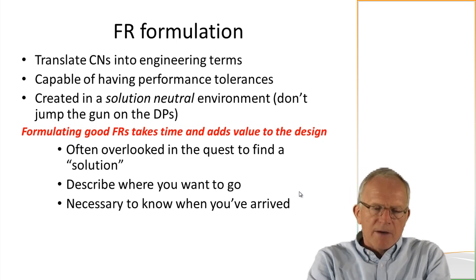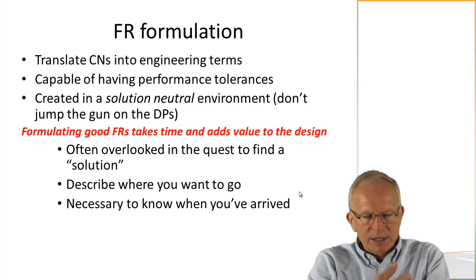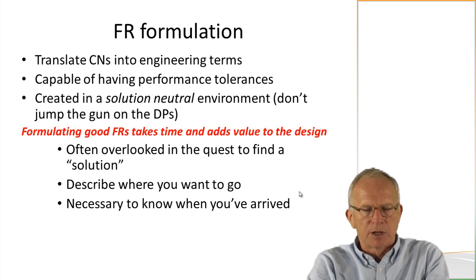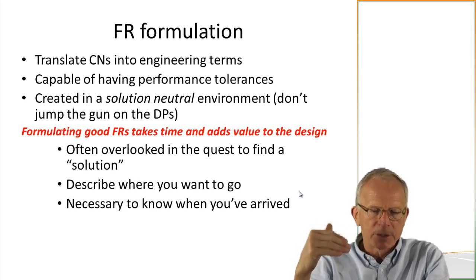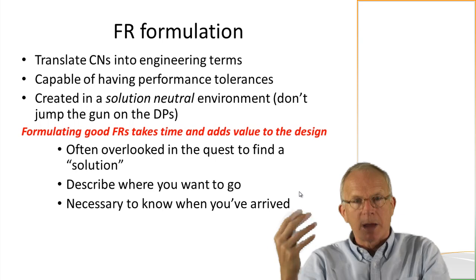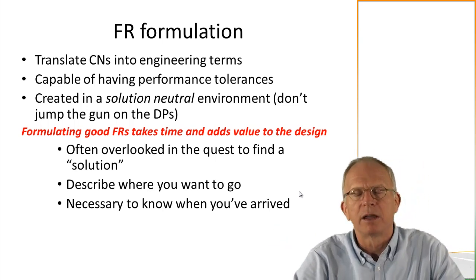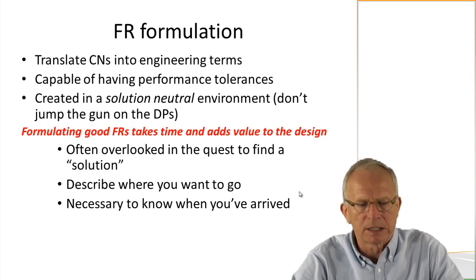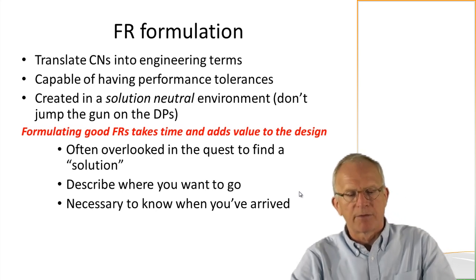So a couple of things on the FR formulation. Getting this right is critical. We want to make sure we translate these CNs into engineering terms. We want to make sure that they are capable of having performance tolerances. Lots of times we get into functions or performance that we're not used to quantifying, and that will be part of the exercises we take on later. It's key that we learn how to do that. We also want to be able to put performance or functional tolerances on the FRs.